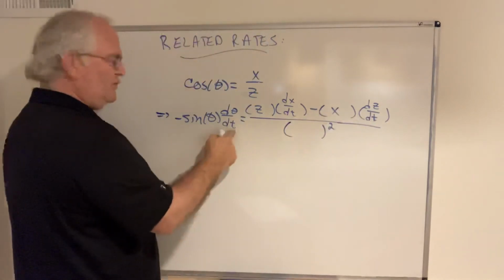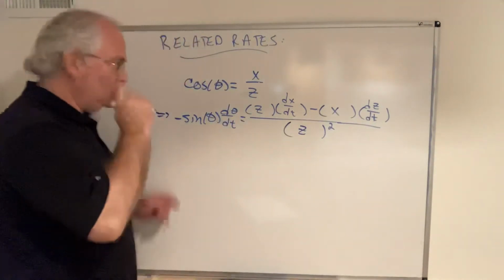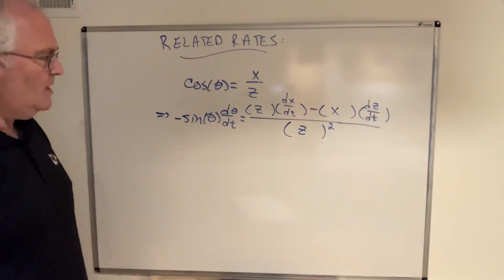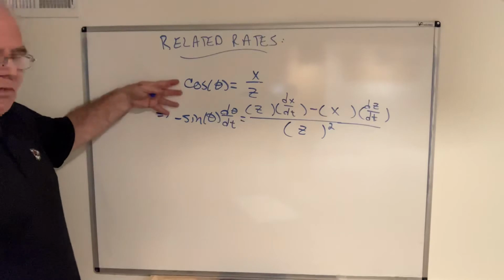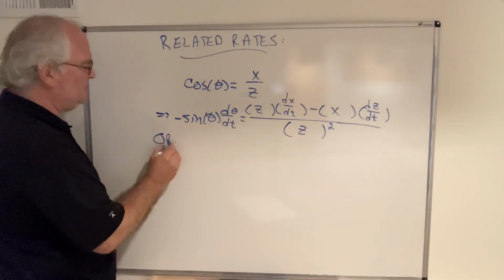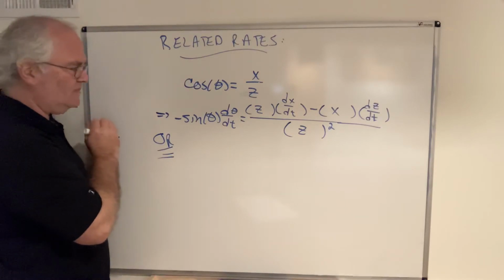All derivatives are with respect to time. And then divide by denominator squared. And you do not need to simplify that. In fact, it's probably better if you don't. This is certainly one option. Let me show you another option. Some students like this. You can use either way. They both give you the same final result.